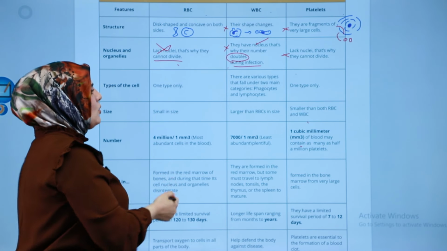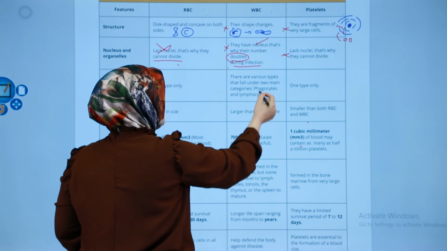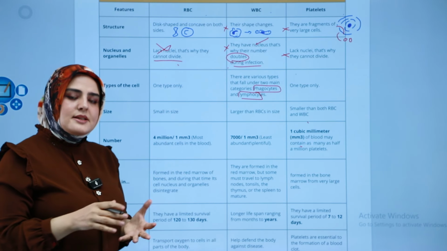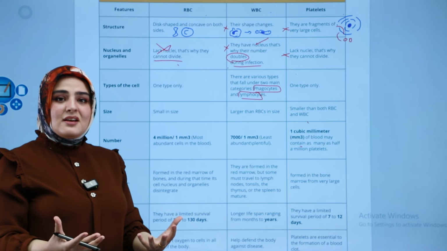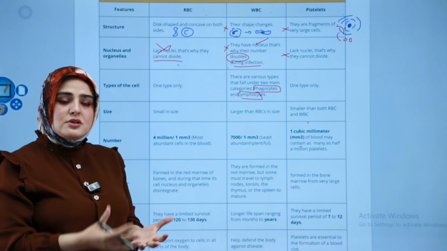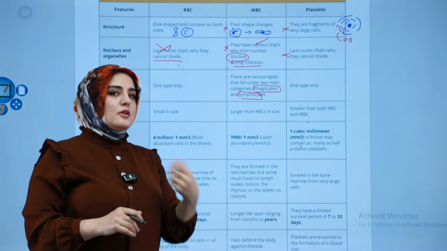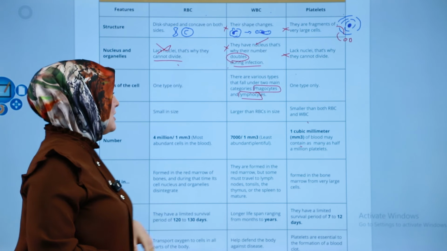In their types, the only one that has multiple types is the white blood cells. This has two types, lymphocytes and phagocytes. The phagocytes are the ones eating the bacteria or any pathogens directly, while the lymphocytes don't eat them. They create weapons called antibodies, which we previously mentioned.